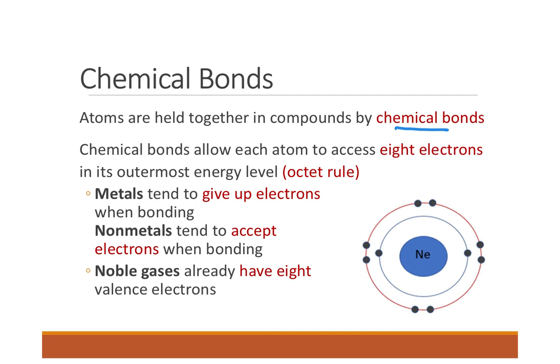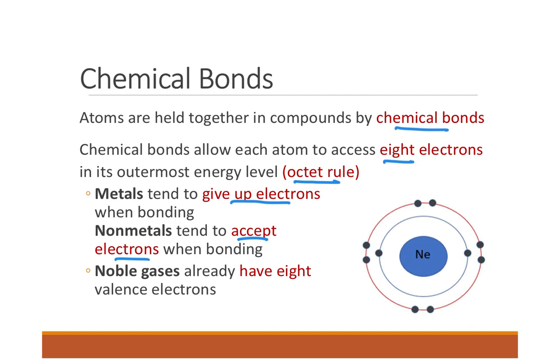And chemical bonds form in order to allow every atom in that compound to access 8 electrons on the valence level, on the outermost energy level. And so we call that the octet rule, that atoms want to have 8 valence electrons. In order to achieve those 8 electrons, metals tend to give up electrons when they form chemical bonds, while nonmetals tend to accept electrons when they form chemical bonds.